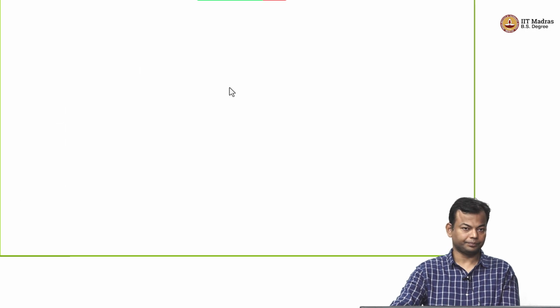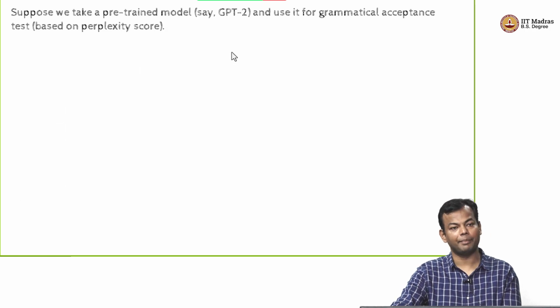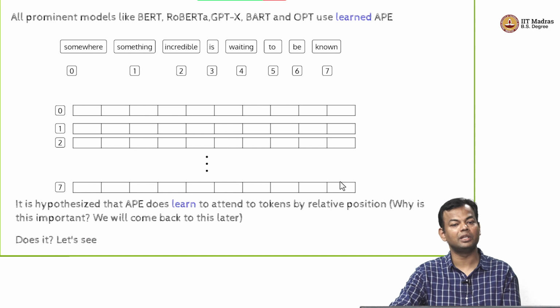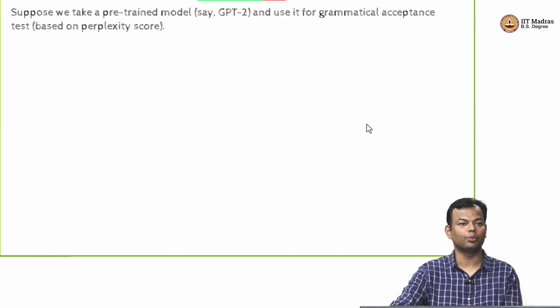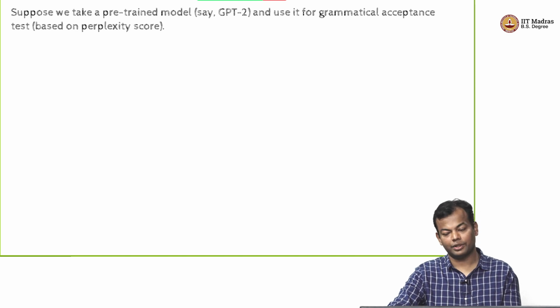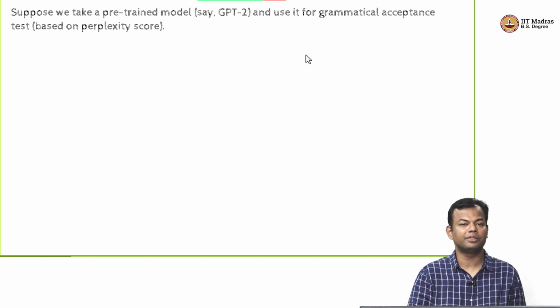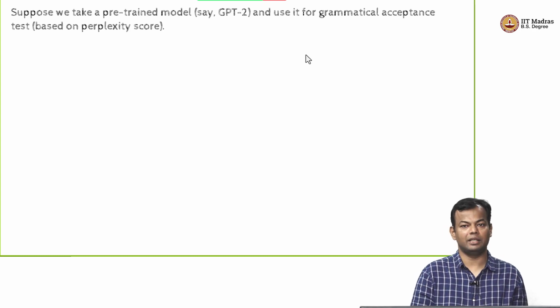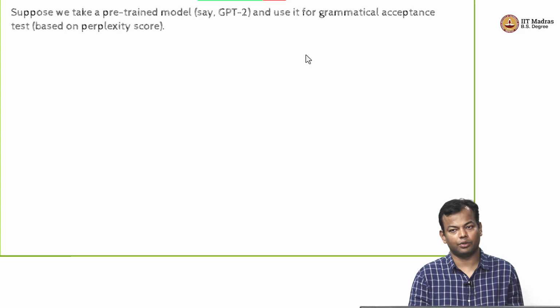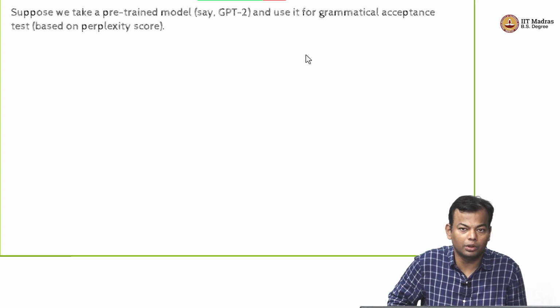So let's see whether this really happens, right? Does it actually attend to relative positions? Let's see whether this is actually true. Suppose we take a trained model, and we do a simple test. We pass it a sentence, and we want to see whether this sentence is grammatically correct or not, right? Simple. That's all we want to do.